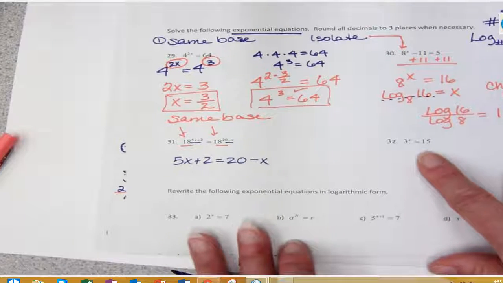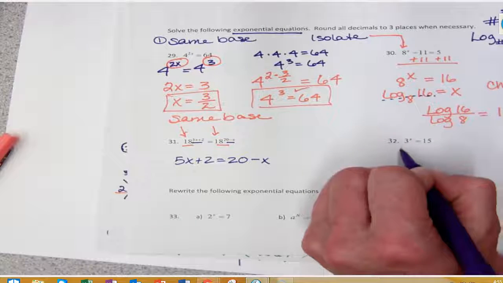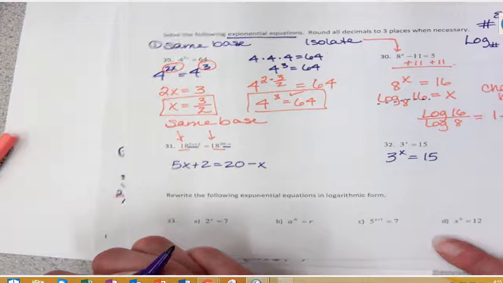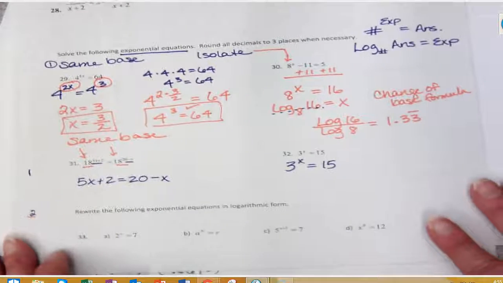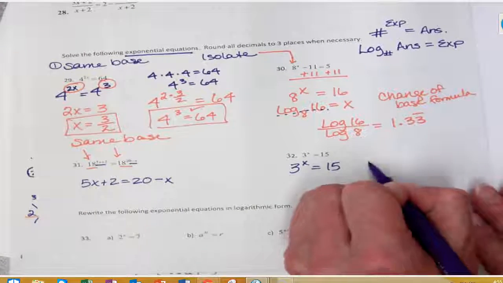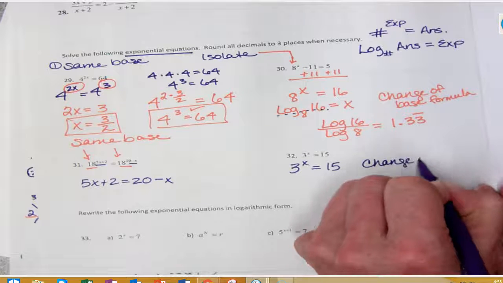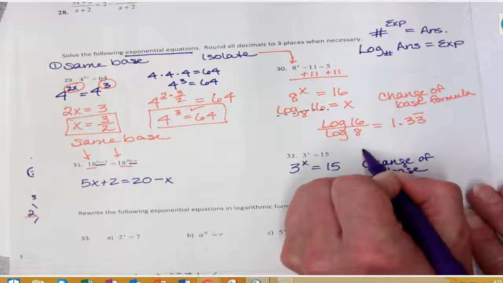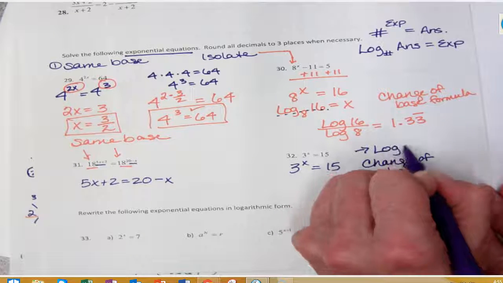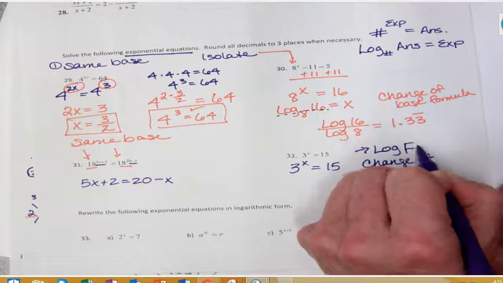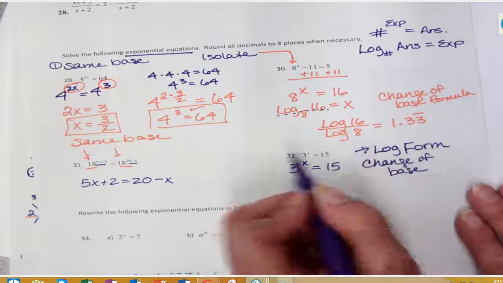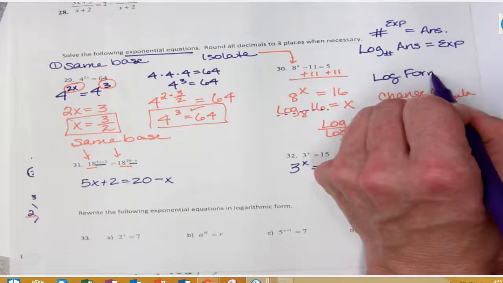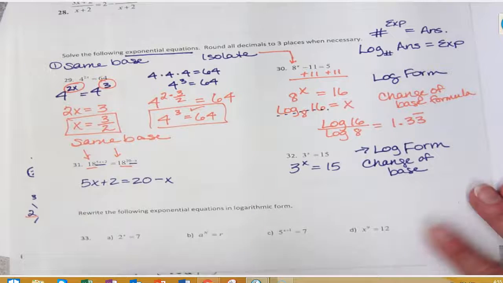This one, same type of thing. 3 to the x equals 15. Well, I don't know what that is. I don't know that that's going to be a whole number. So again, I'm going to use my change of base formula. But in order to do that, you have to write it into log form. Write it in log form first. This is log form. I don't know if I talked about that enough.